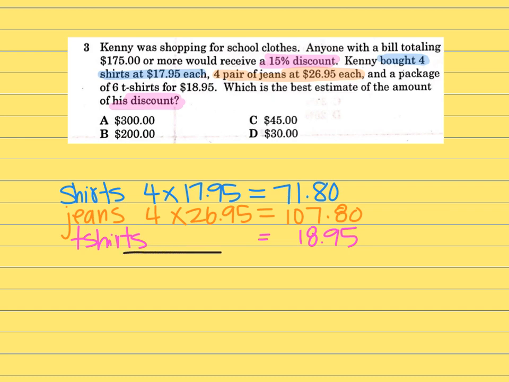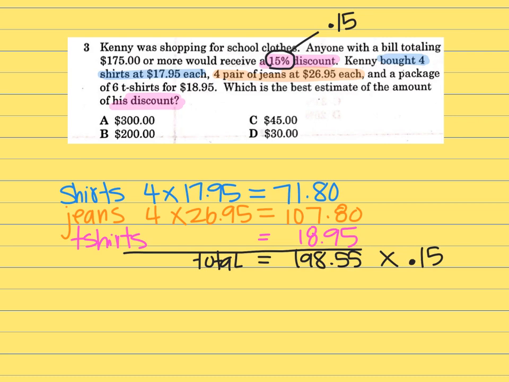Now what I can do is type all 3 of those amounts in so that I get the total amount spent. When you do, it equals $198.55. So this guy does qualify for the discount. He spent over $175. I'm going to take the 15%. I'm going to make it a decimal, 0.15. Now what I need to do is just multiply it with the total amount of money spent, $198.55 times 0.15. It has to be a decimal.